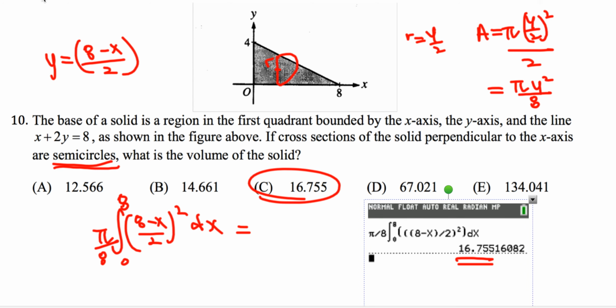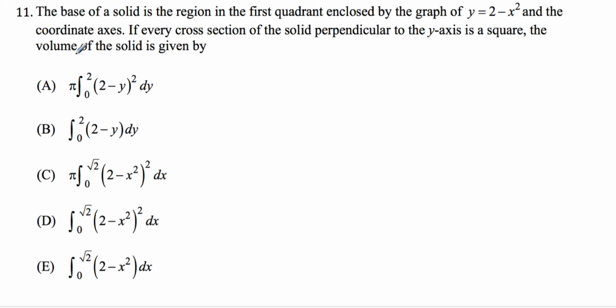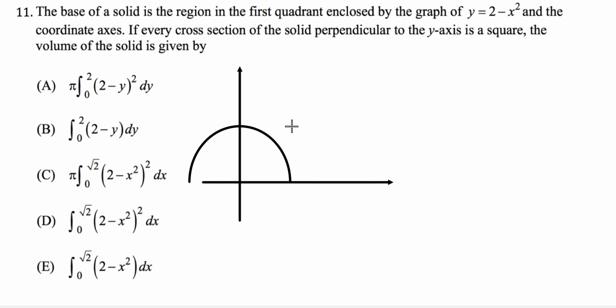All right, so then let's move on to the next question, number 11. The base of the solid is the region in the first quadrant. Very similar questions to the previous ones here. y equals 2 minus x squared. If I were to sketch this one for a second, first quadrant, and then here we get some sort of parabola. So I assume that this is y equals 2 minus x squared.